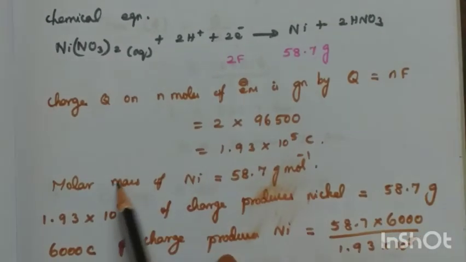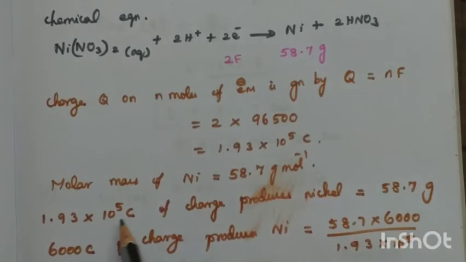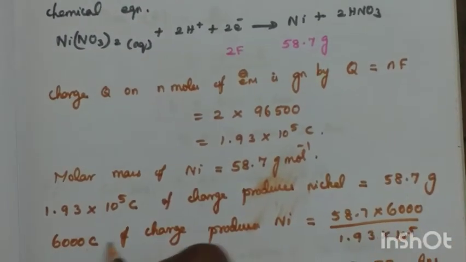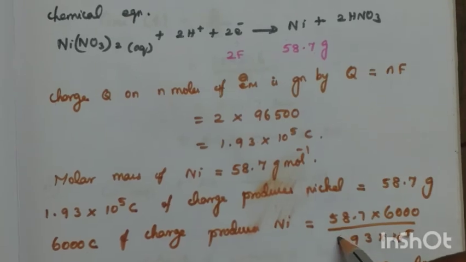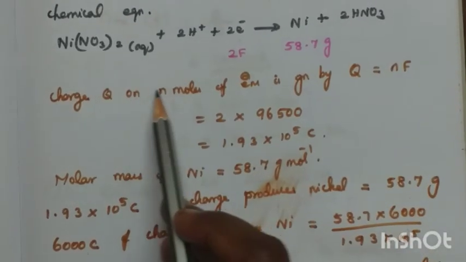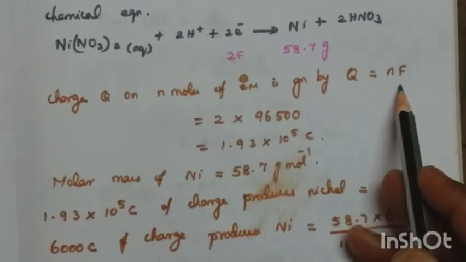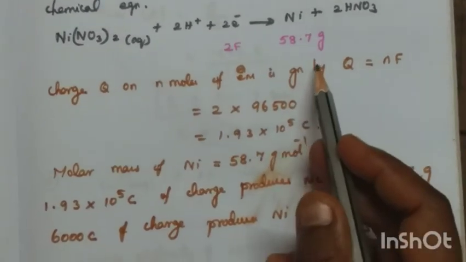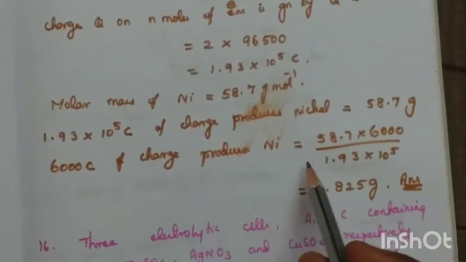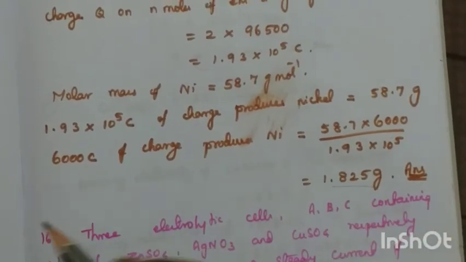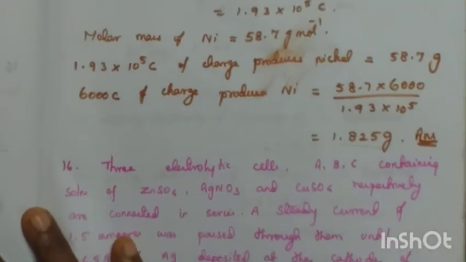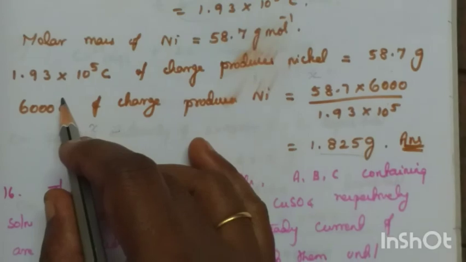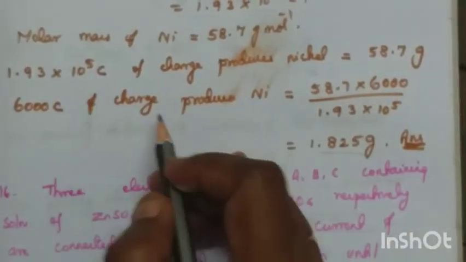The molar mass of nickel is this one. 1.93 into 10 power 5 coulombs is equal to this. That means 6000 coulombs of charge produced is equal to this. Charge on n moles is given as Q into Nf. So 6000 coulombs has a tendency to produce how much gram? That is the answer. Consider this as X. So X is equal to this into this by this.